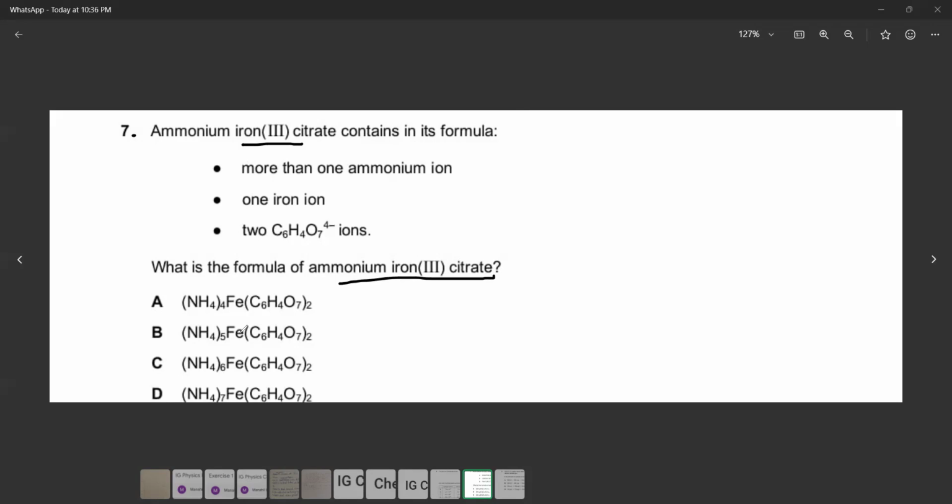Or what is another way, because we have the options given. As we know, it's a compound. What is the net oxidation number? The net charge on the compound should be zero. Like the net oxidation number, there should be no charge on the compound.